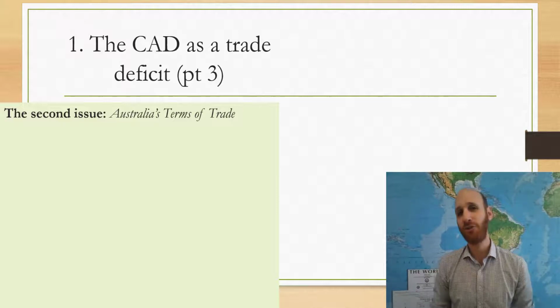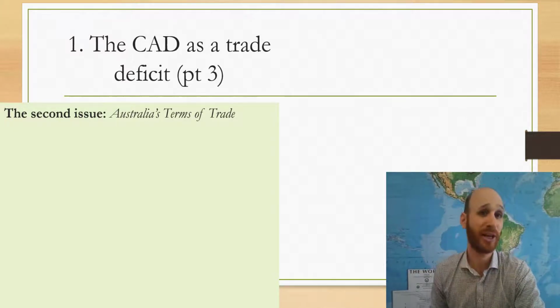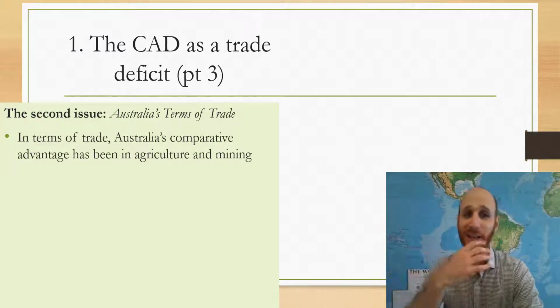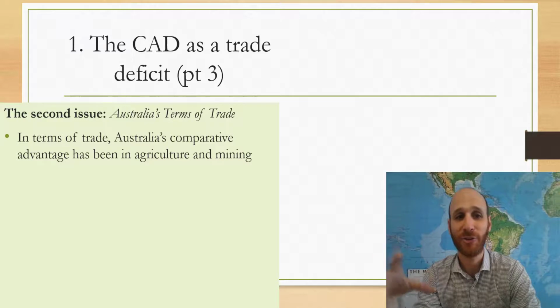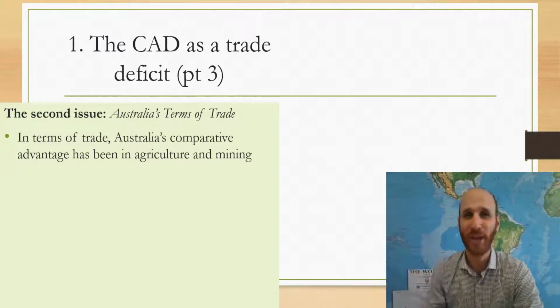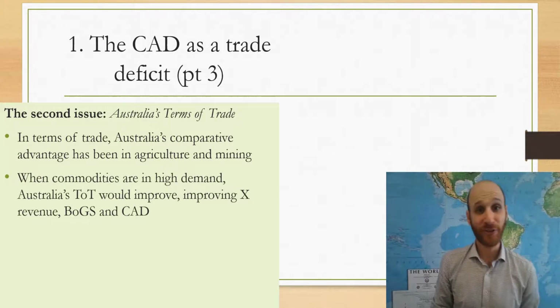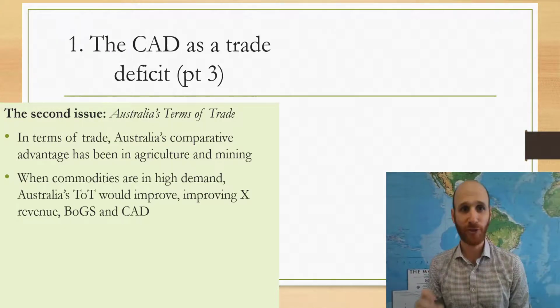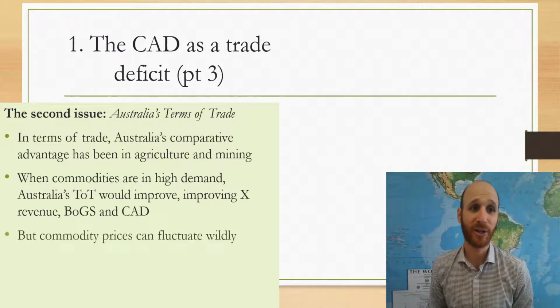The second issue in terms of the CAD as a trade deficit is our terms of trade. In our terms of trade, Australia's comparative advantage has been in agriculture and mining, right? That's where Australia's advantage has been. When commodities are in high demand, Australia's terms of trade would improve. Okay, so that's improving export revenue, BOGS, and also the current account deficit.